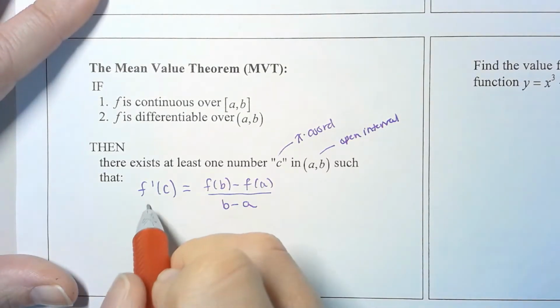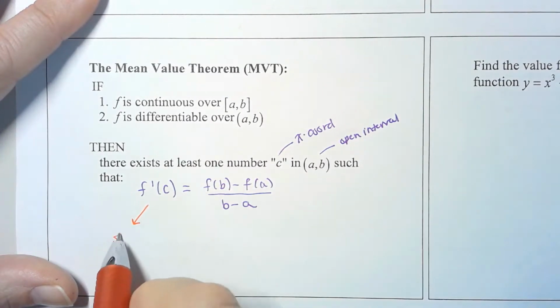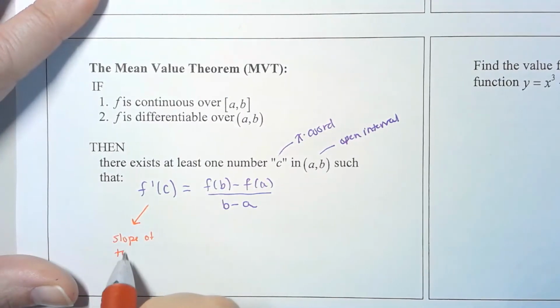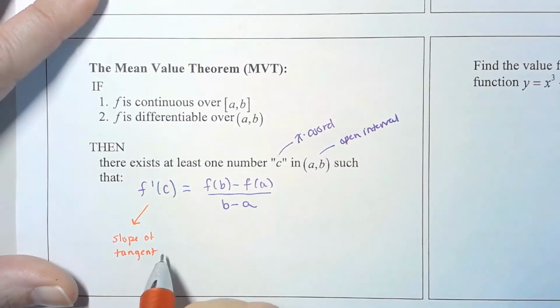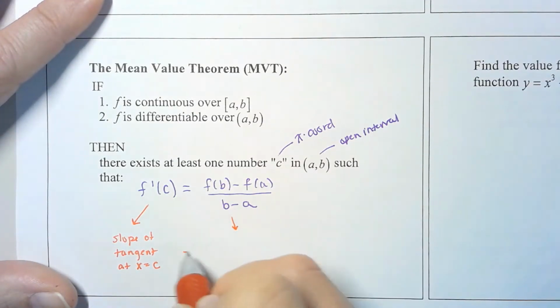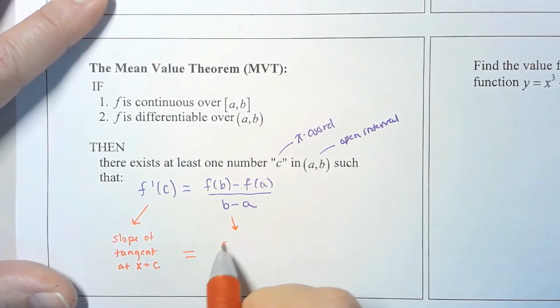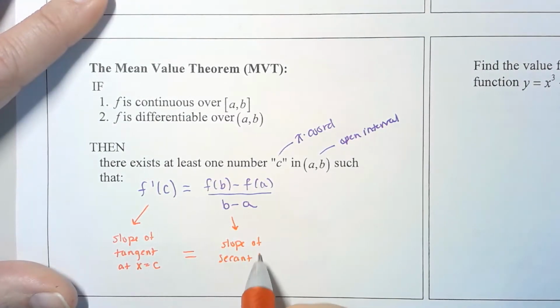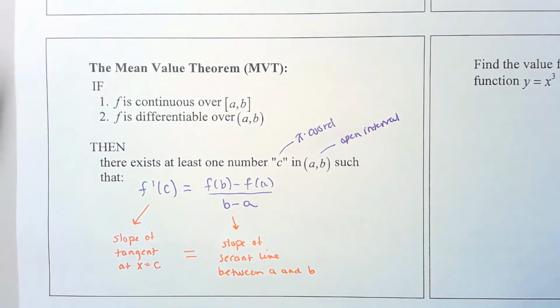I'm going to write that down. This side represents the slope of the tangent line at x equals c, whereas this side represents the slope of the secant line that connects A and B. I know I'm writing the same thing over and over again. I'm just rephrasing it.